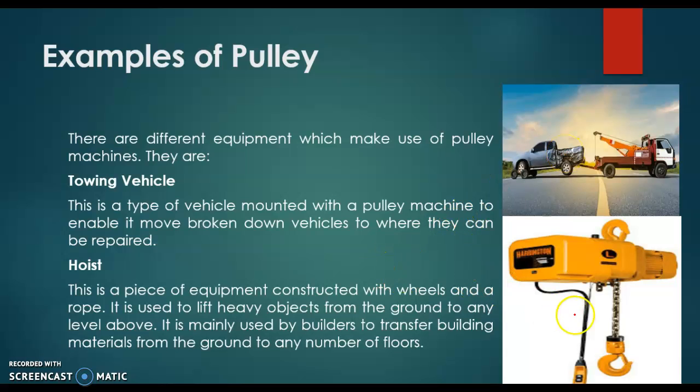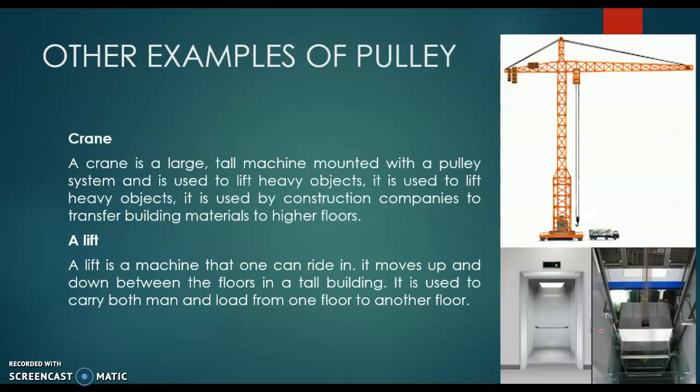Another one is the hoist. What you see here is the hoist. This is a piece of equipment constructed with wheels and a rope. It is used to lift heavy objects from the ground to any level above. It is mainly used by builders to transfer building materials from the ground to any number of floors. This is attached to a lift most times. If you go to those building sites, you see them lifting heavy loads off the ground. That is only possible with the aid of a pulley.